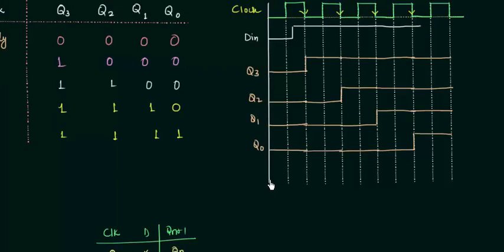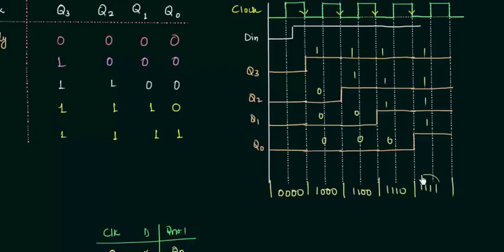Initially, here you can see the stored data is equal to 0 0 0 0. Then for this clock pulse, we have data as 1 0 0 0. For this I have 1 1 0 0. For this clock pulse I have 1 1 1 0. And finally I have 1 1 1 1, and this is what we want to store.